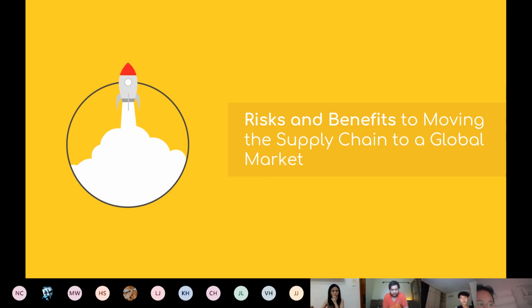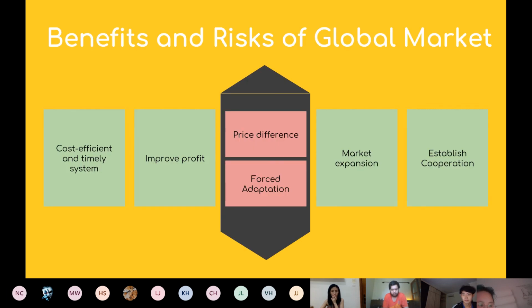Now, in this section, I'll be explaining about the outcomes IKEA has during their global marketing campaign. So here are 4 benefits, and the middle of them is the risk they take. So I'll be explaining the benefits first. So here, IKEA benefits first.